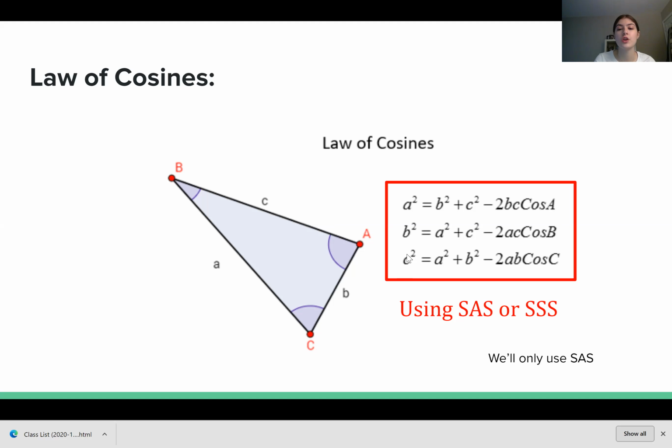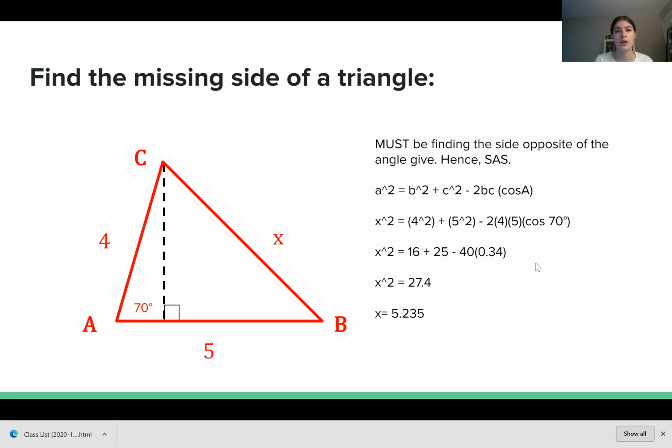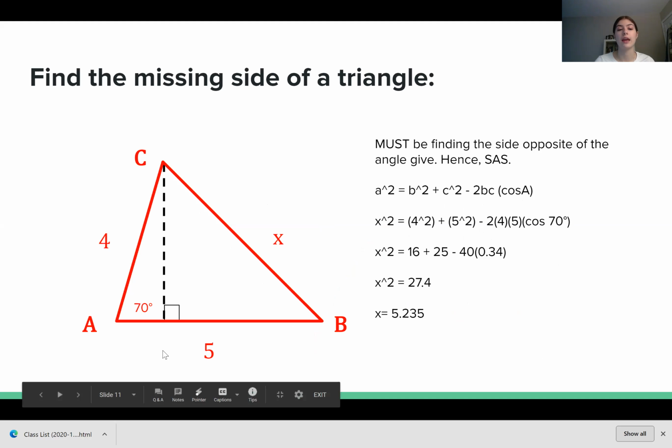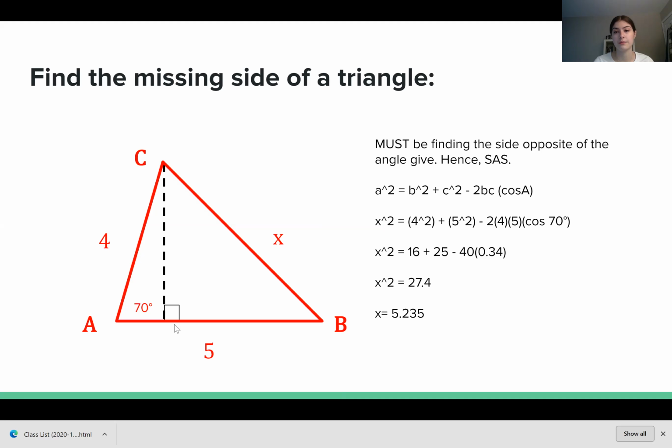So you'll always be solving for the side that pairs along with the angle that you're given. All right, so let's take a look at an example of this. Let's say, again, we're given triangle ABC, and we're going to find the missing side of the triangle. Notice it looks a little different, right? Before, when we were given angle, angle, side, now we're given side, angle, side. We're given two sides and the angle in between, and we have to be finding the side opposite of the angle that's given.